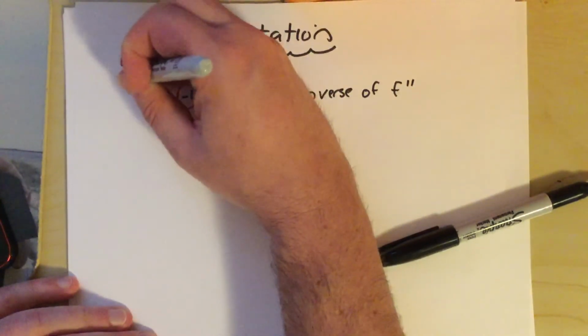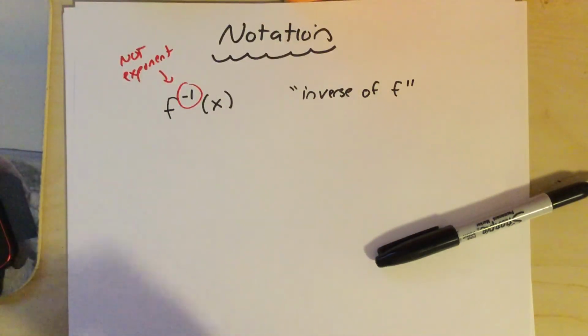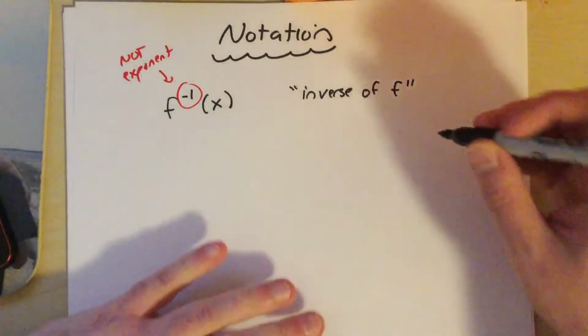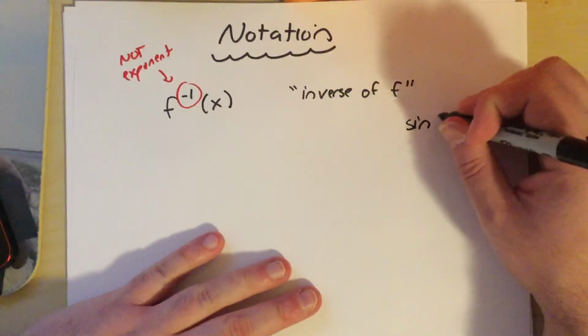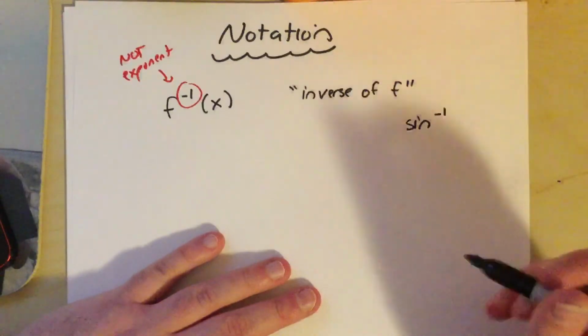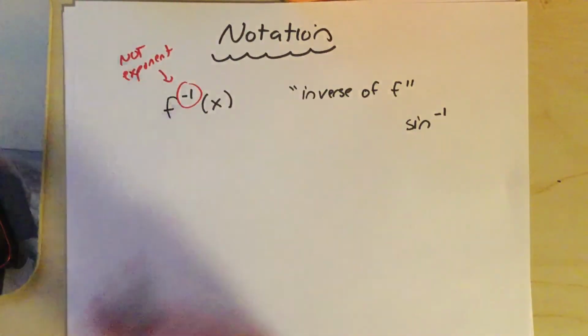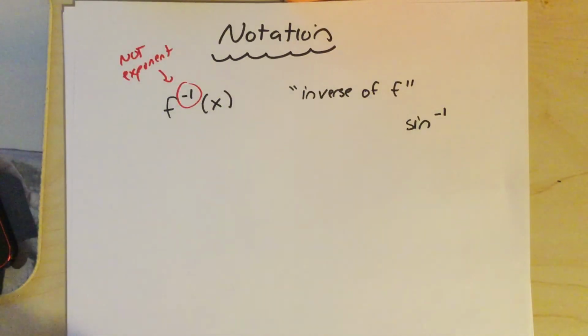Not an exponent. It looks like an exponent, but it's kind of like the inverse sine type thing, where you may or may not recall that from previous years. This is not an actual exponent either. This is the opposite, the inverse function of sine. That's essentially what this minus 1 here also means. It means it's an inverse notation.